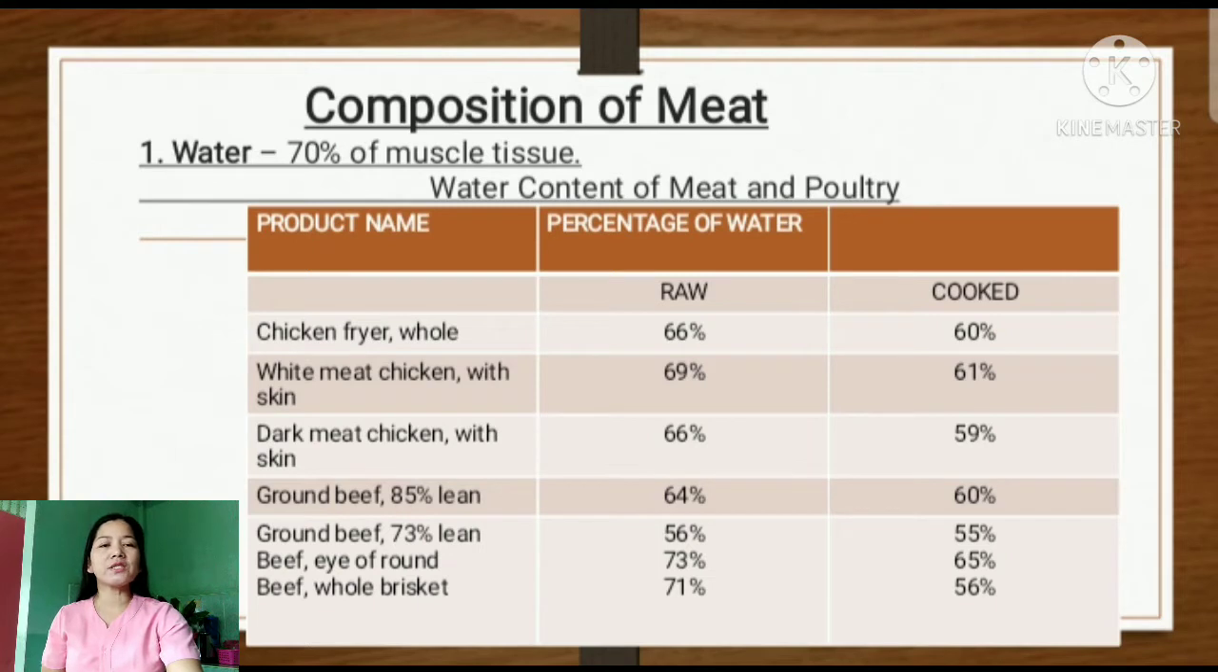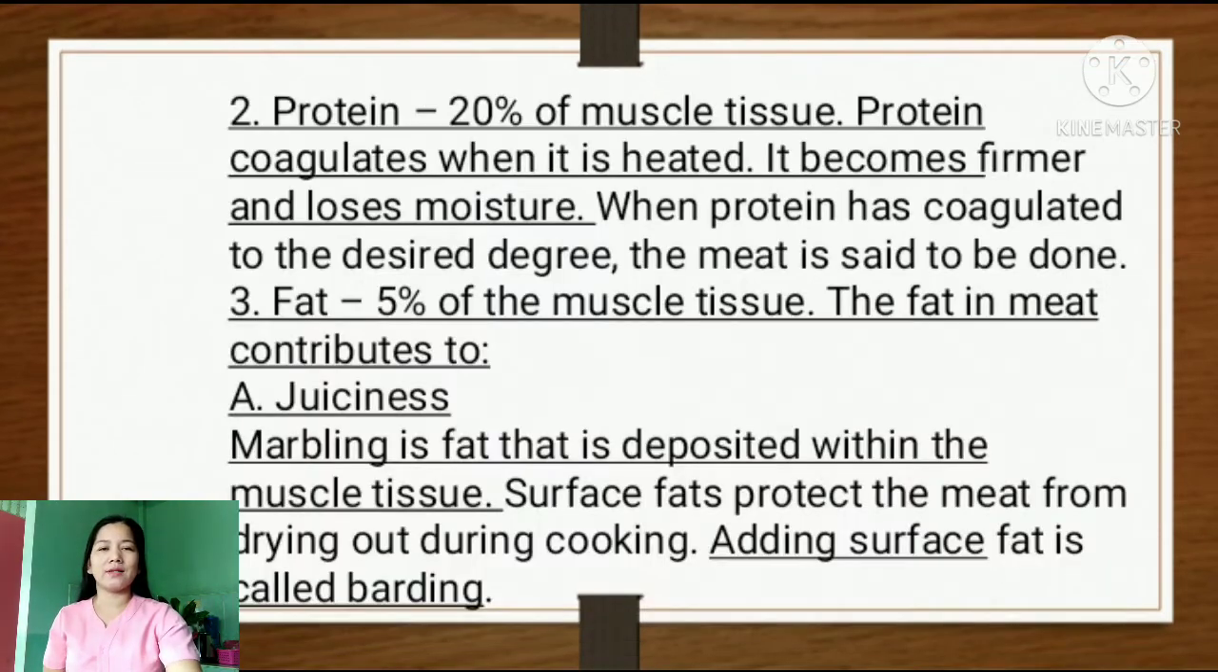Yes, you're correct. The percentage of water in the raw meat is higher than in the cooked meat. Or the percentage of water in the cooked meat is lesser than the percentage of water in the raw meat. Okay, the second component is what we call the protein.